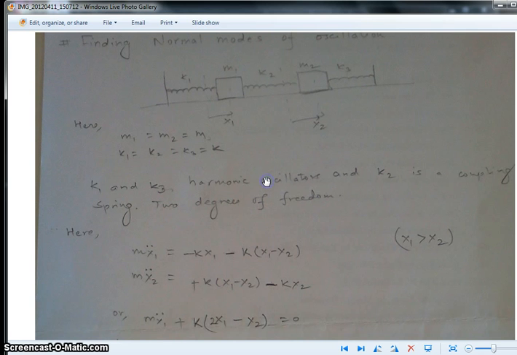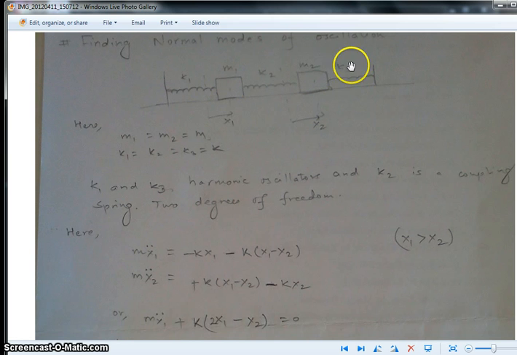This is screencast 11.1, in which I'll find the normal modes of oscillation with 2 degrees of freedom. Here I have supposed 3 springs connecting 2 masses. I have supposed the spring constants to be K, same for every spring, and the mass is M for both of them. Here the oscillating springs are K1 and K3, and K2 is a coupling spring.